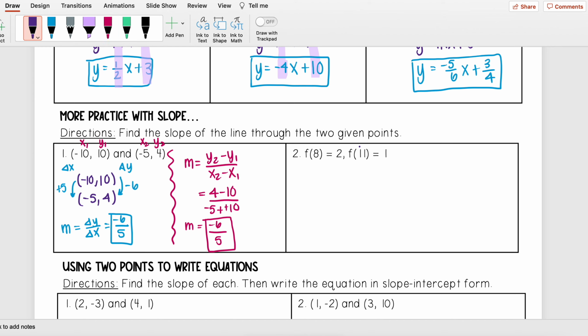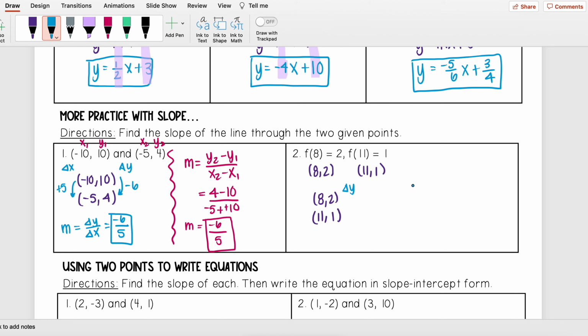Okay, this one will be just another representation of how these points can look. And so this says f of 8 is equal to 2, f of 11 is equal to 1. This is really just saying that this is the point (8, 2), and this is the point (11, 1). So I want to go ahead and use the stacking method, and so I have 8, 2, 11, 1.